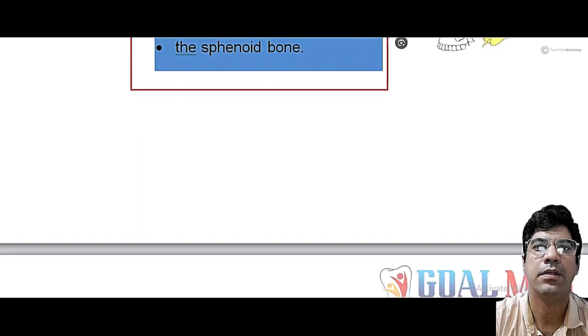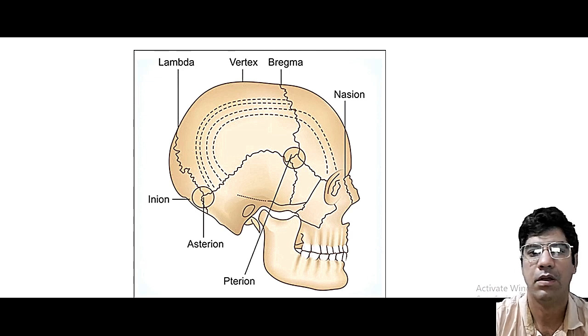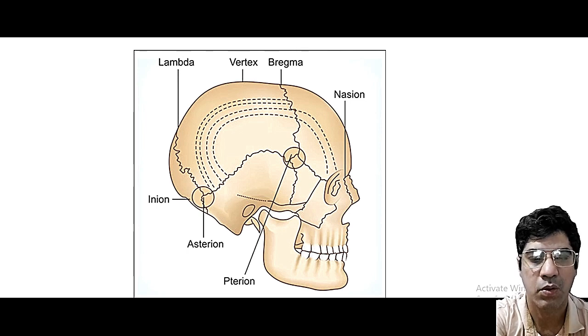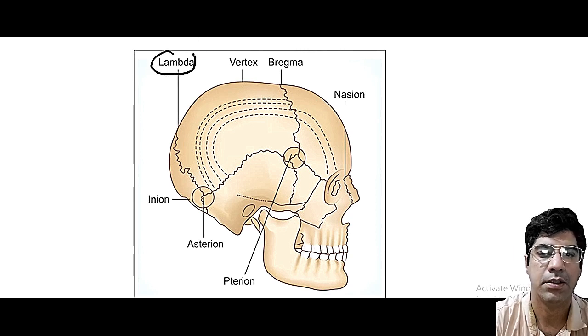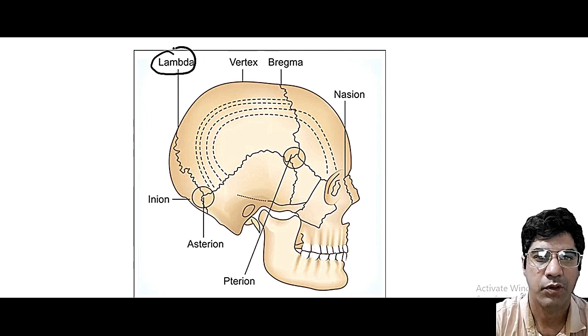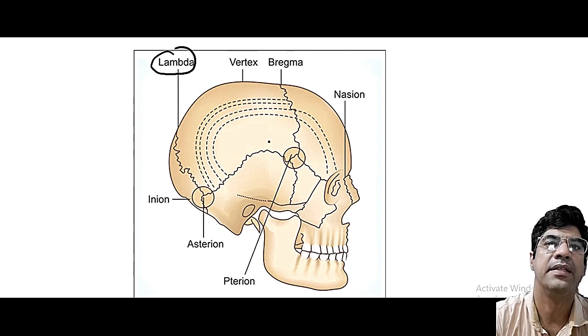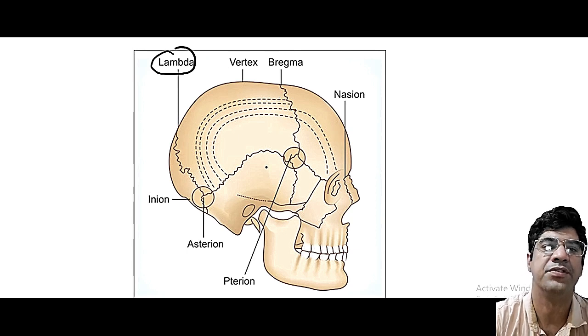Now what is lambda? So all these images are taken from your standard textbooks through open Google source. This one is the lambda. So lambda, it is a point where the sagittal suture that separates the two parietal bones meets the lambdoid suture that separates the parietal bone from the occipital bone.